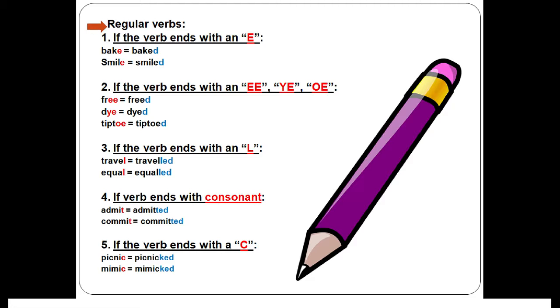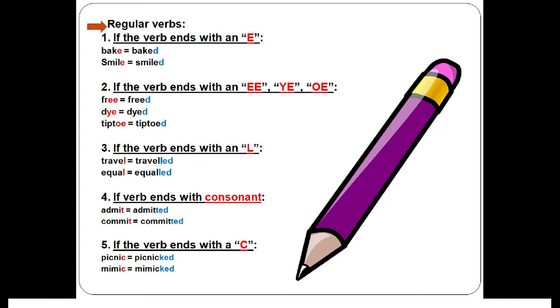But there are some cases when it's necessary to do so. Here are some rules to help you get it right. If the verb ends with an e, then you just put d on the end. And examples are bake, become baked, smile, become smiled. The logic is the same with verbs that end upon e, ee, ye, oe. Examples: free, become freed, die, become died, tiptoe, become tiptoed.